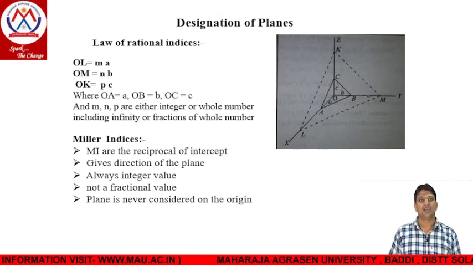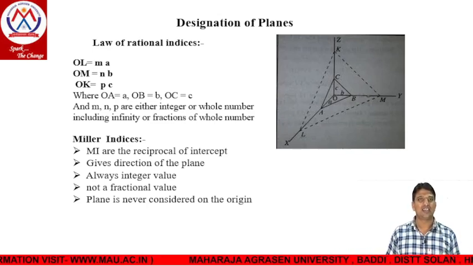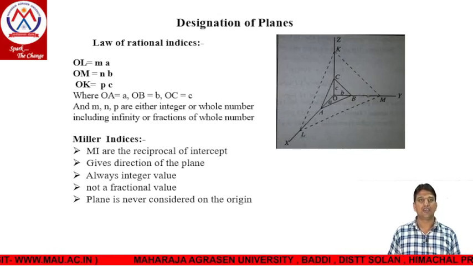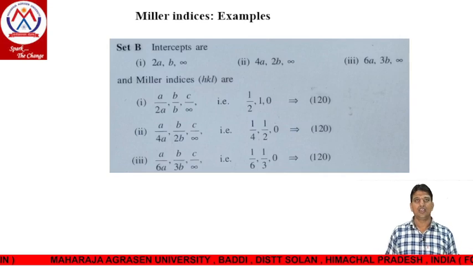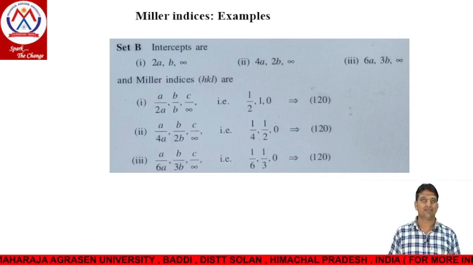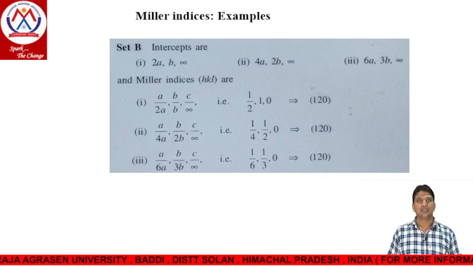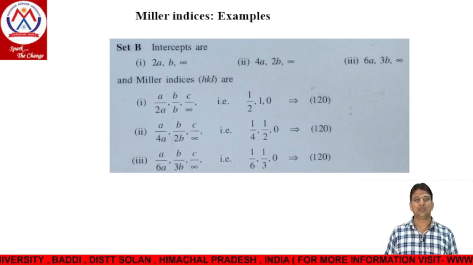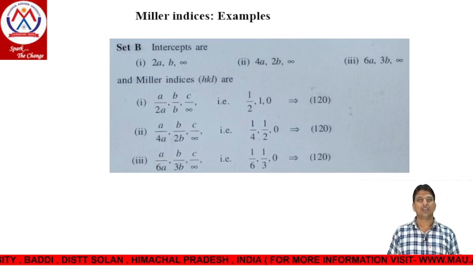According to Miller, indices are reciprocals of intercepts. Miller indices give the direction of planes. It is always an integer value, not a fractional value. A plane is never considered on the origin. These are the examples of how to calculate Miller indices. First, take the intercepts, take the reciprocal of the intercepts, and then convert it into integer values.